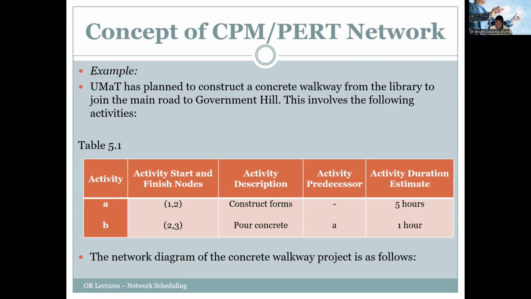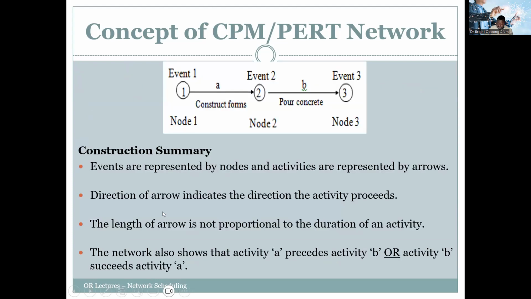Then we pour concrete. Then you see that activity B has a predecessor of A. That means that A must be completed before B can start. So this typical construction is in this form. We first have a node, which is 1 to 2, and A is the activity between the jobs or between the tasks that must be completed. Then B, we pour the concrete after that.